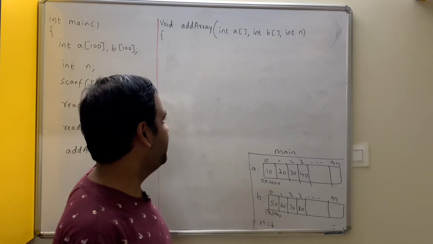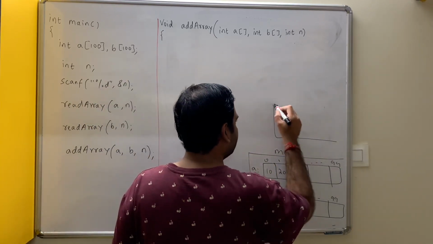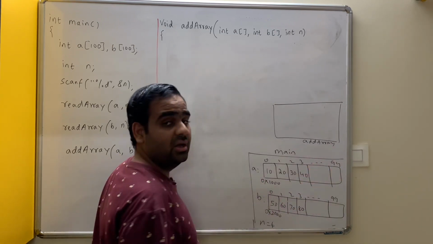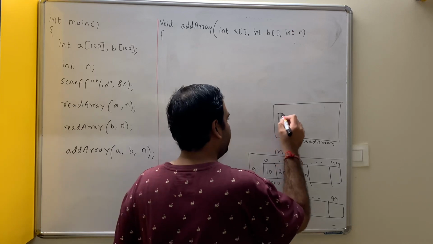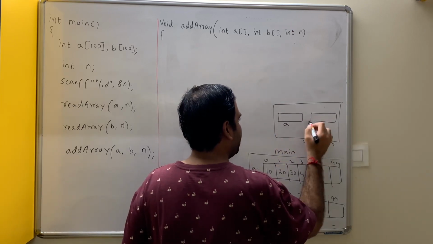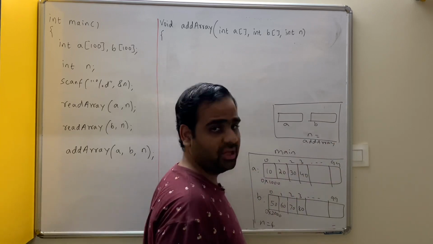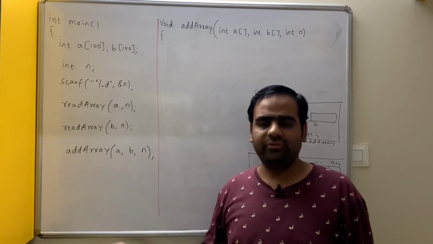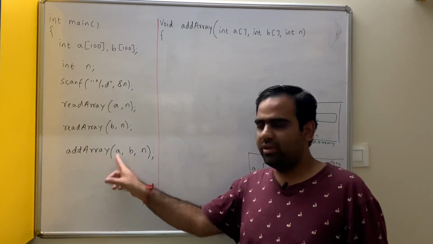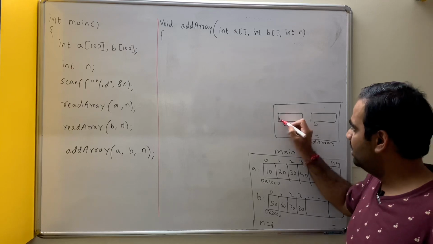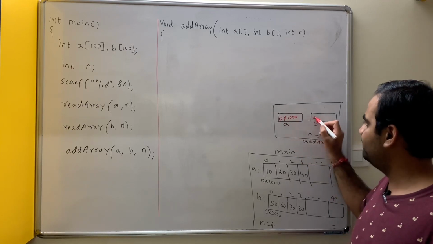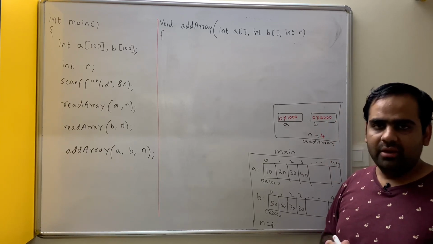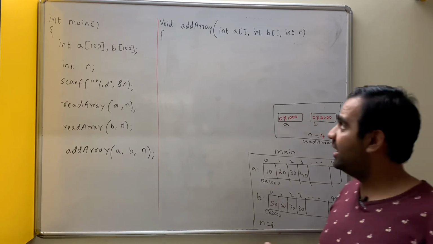Now what happens whenever you call the function? The scope of the function gets activated. Now this is the add array function. There are three parameters. What are the three parameters? The first parameter is A, the second parameter is B, and the last parameter is N. Now whenever you pass the arrays to the function, the base address gets passed. What is the base address of A? It is 1000. What is the base address of B? It is 2000. And what is the value of N? The value of N is 4. Is that okay?